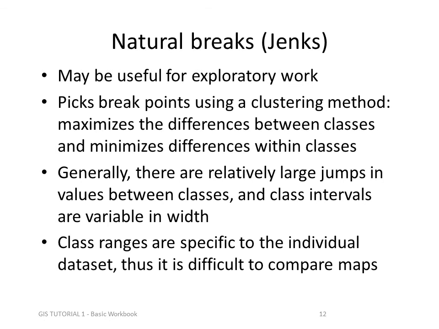Class ranges are specified to the individual data set, and it is sometimes difficult to compare maps across multiple units. For example, to have a population change map of Texas comparable with one of California. In this case, the Jenks classification would be derived for each individual map on its own. You're going to have wide variations in classes between two maps.